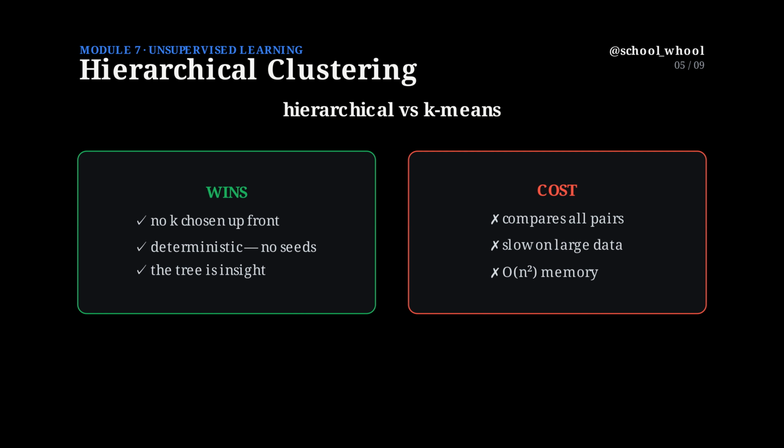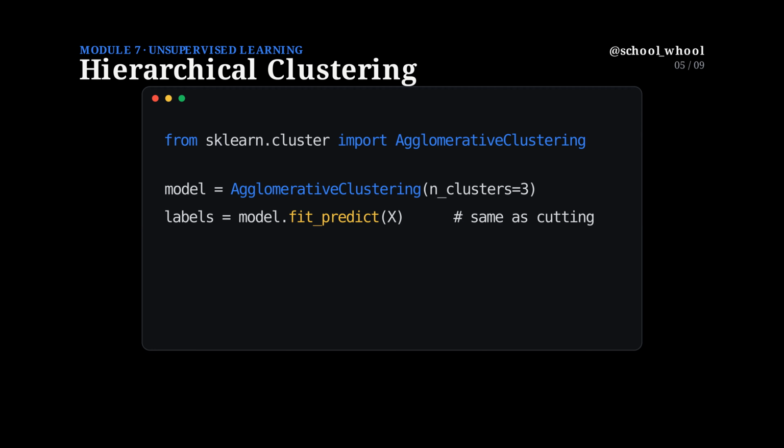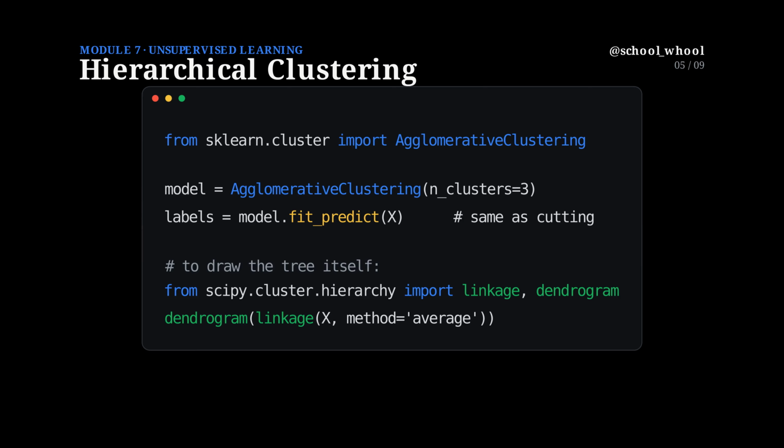In scikit-learn, agglomerative clustering does the merging. You tell it how many clusters to keep, which is the same as choosing where to cut. And to actually draw the dendrogram, we reach for scipy's linkage and dendrogram functions.